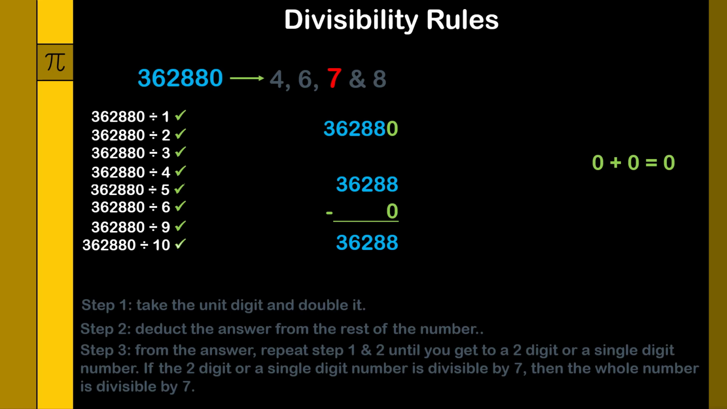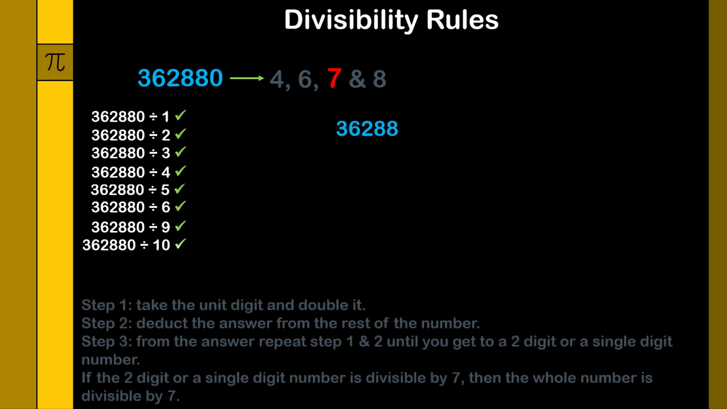Step 3. From the answer, I repeat steps 1 and 2 until you obtain a 2-digit or single-digit answer. If the final answer you obtain is divisible by 7, then the whole number is divisible by 7. I know it sounds a little tricky. Let's work it out for this number, and then I will do one more sum just to make sure you've understood it.